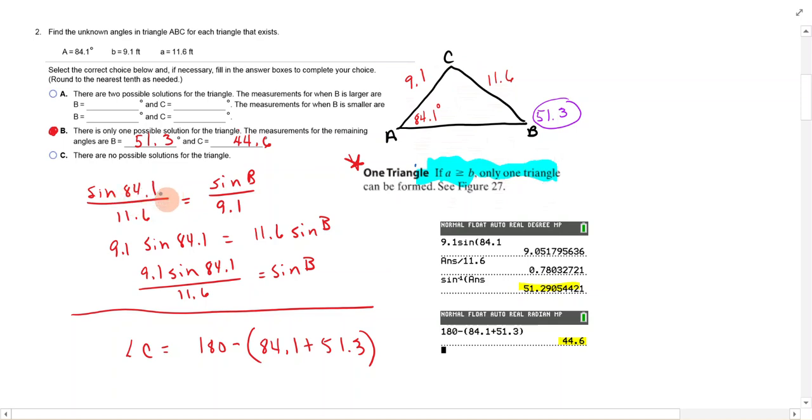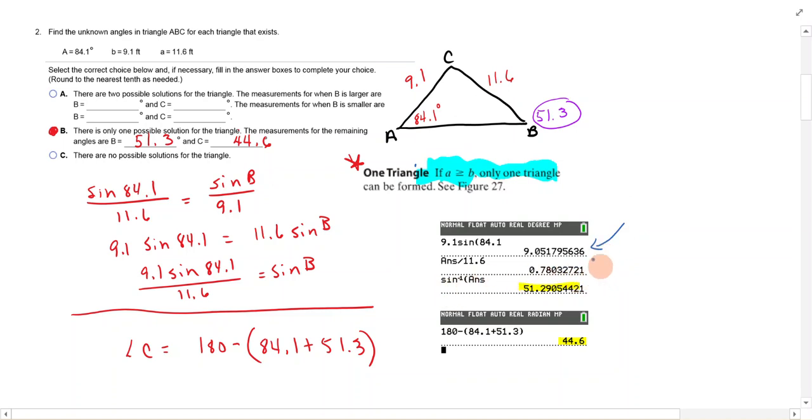Sine of 84.1 over 11.6 equals sine B over 9.1. Cross multiply, you get down to this. This is on the calculator. You can see I did that here. And then I said divide by 11.6.